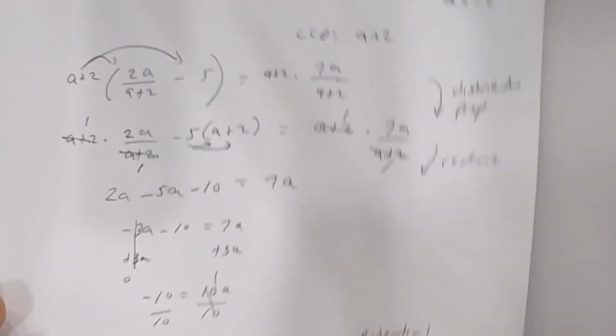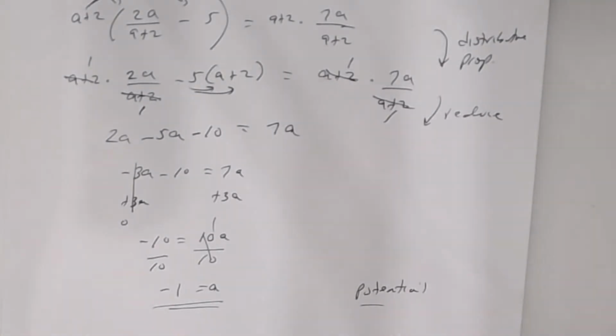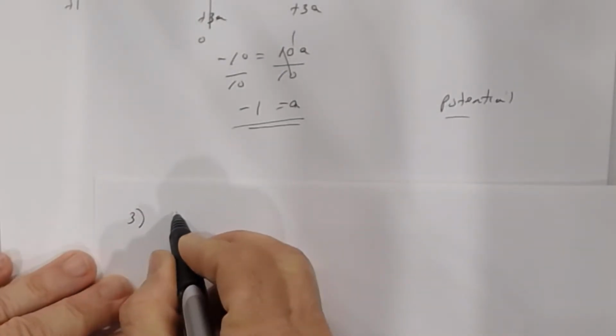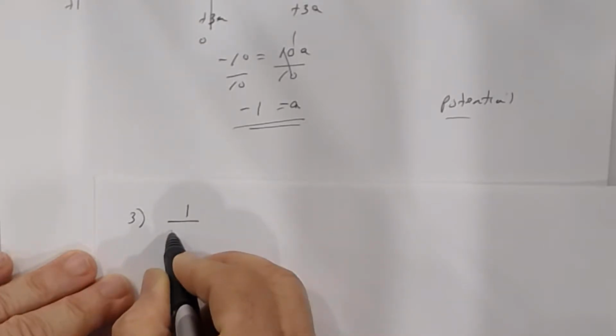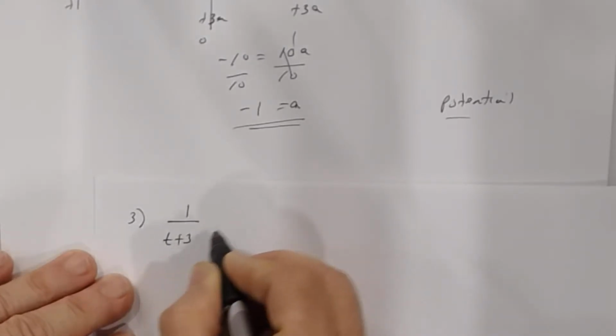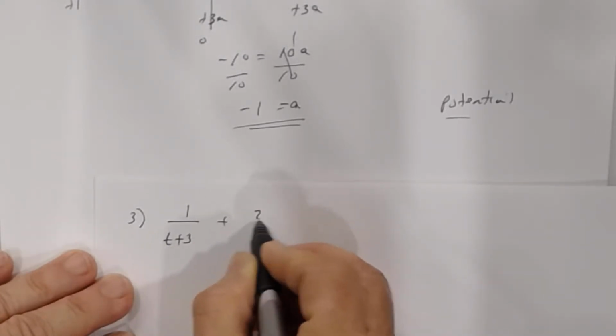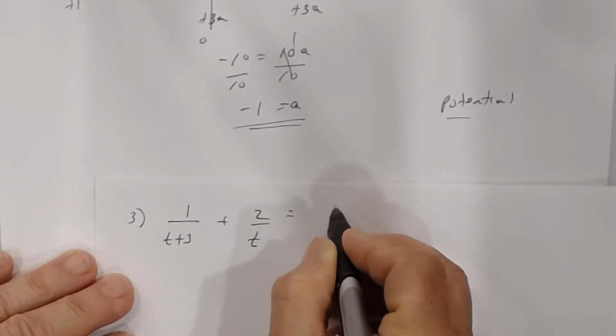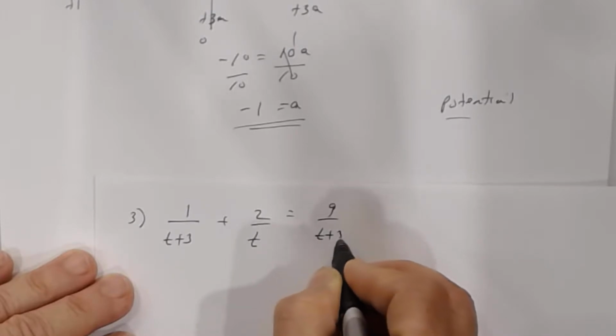All right, number 3. Suppose you had this: 1 divided by t plus 3, plus 2 divided by t, equals 9 divided by t plus 3.